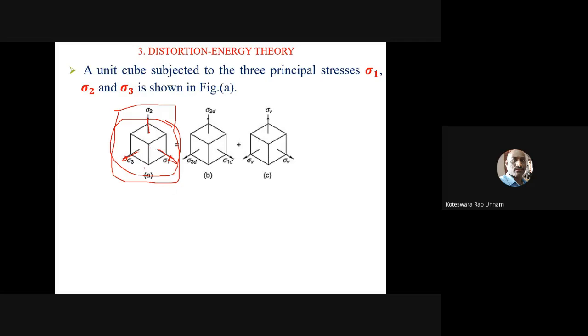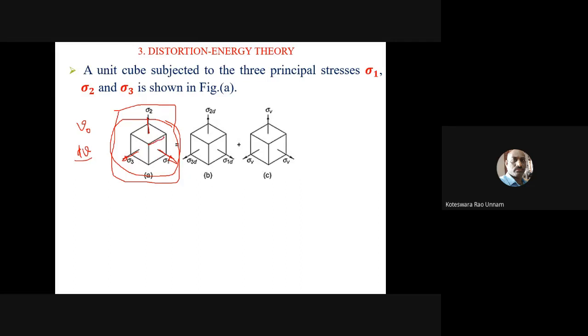So two things are going to happen here. One is, definitely we know because of the applied load, the volume will change. The volume of this cube before applying the stress values, if I take it as V naught, then definitely the volume of the component will change. I'll take that as dV. So here two things: the volume will change, and another thing is going to be the shape.